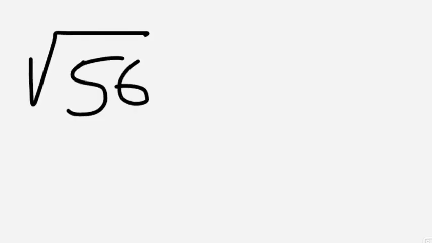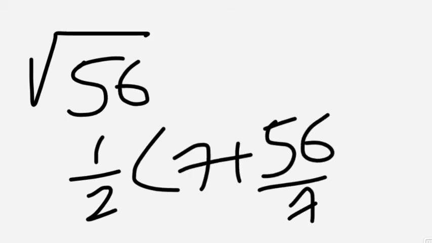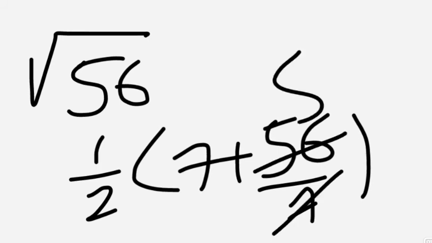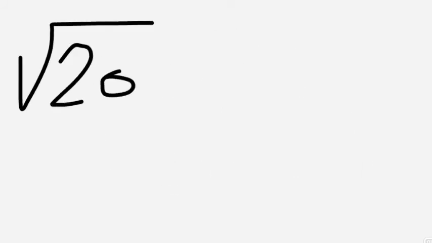Let's take another example, square root of 56. 56 is closer to 7 square and 8 square. So a equals 7 and b equals the given number 56. Substituting directly, 7 plus 56 by 7. 7 goes exactly 8 times, so 8 plus 7 is 15, and 15 by 2 is 7.5. So the square root of 56 is approximately 7.5.